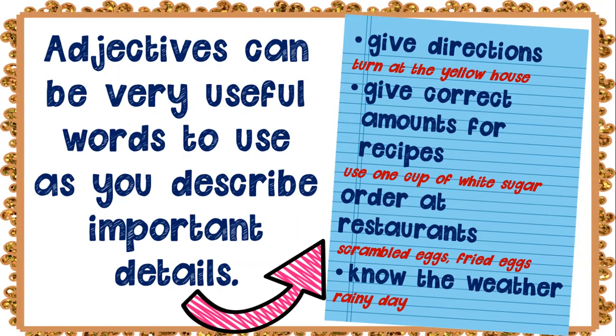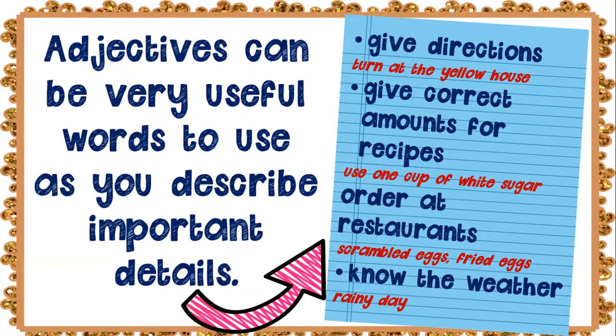They're helping people put a picture in their head. So when you give directions, times that you would use adjectives for more details. When you give directions, turn at the yellow house, that's helping someone to decide where to turn, giving them more detail. Giving correct amounts for recipes, using 1 cup. The word one is an adjective in that sentence of white sugar. White is an adjective in there. When you're ordering at a restaurant and they ask you, how would you like your eggs cooked? If you say sunny side up, you're giving them a description.